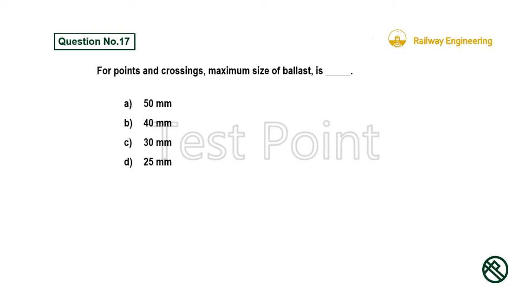Question number 17. For points and crossings, maximum size of ballast is: Option A, 50 millimeters. Option B, 40 millimeters. Option C, 30 millimeters. Option D, 25 millimeters. Answer is option D, 25 millimeters.